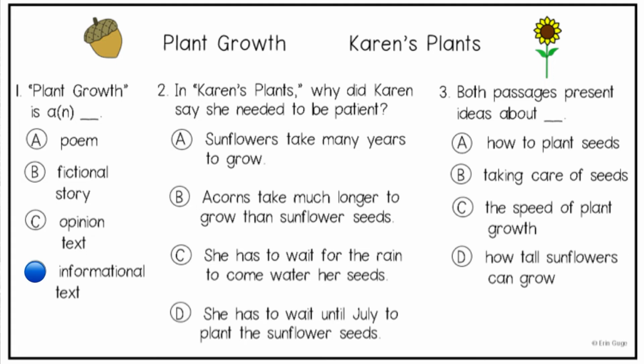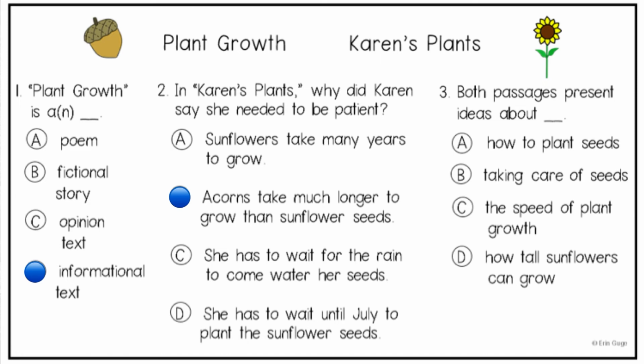Number 2, in Karen's plants, why did Karen say she needed to be patient? A, sunflowers take many years to grow. B, acorns take much longer to grow than sunflower seeds. C, she has to wait for the rain to come water her seeds. Or D, she has to wait until July to plant the sunflower seeds. Letter B, acorns take much longer to grow than sunflower seeds.